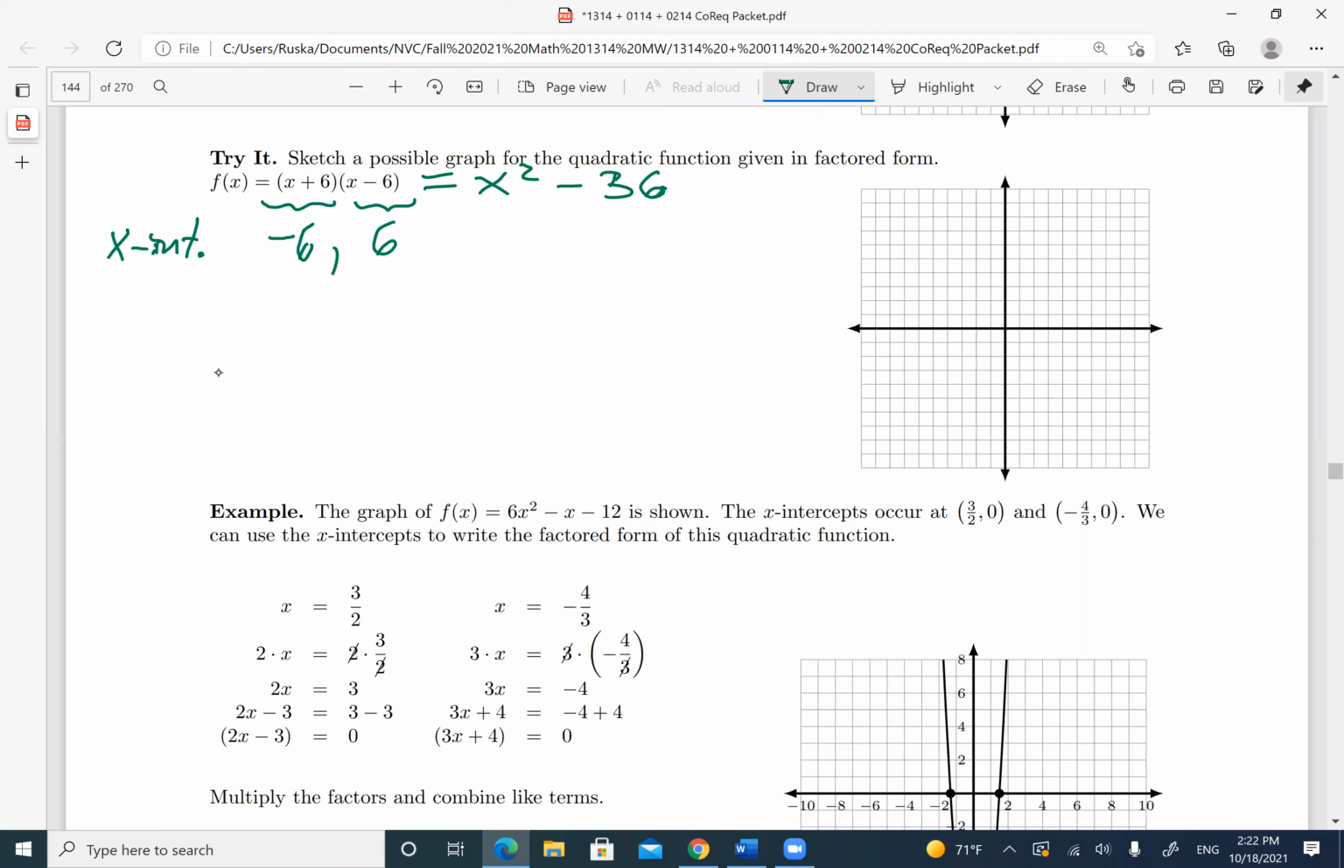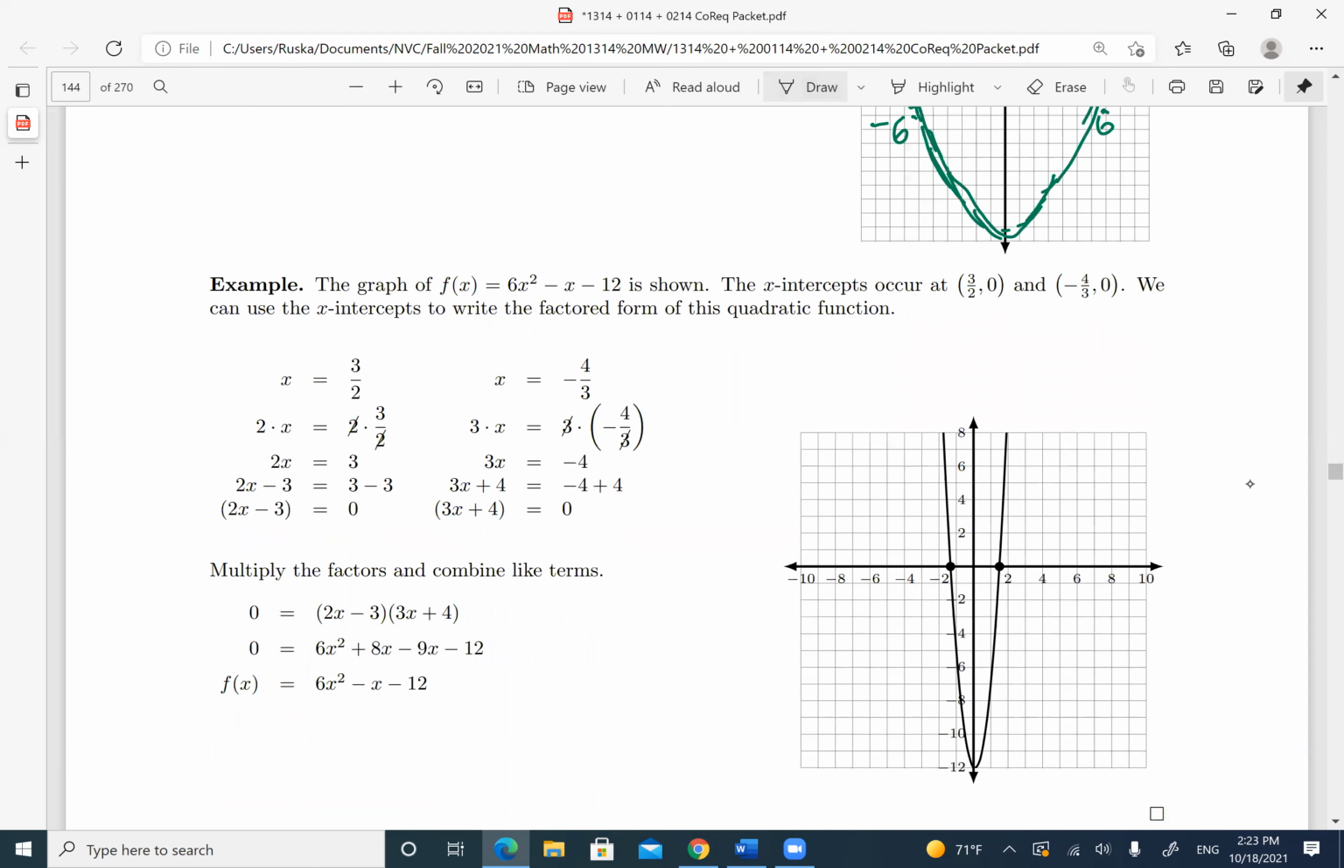-6 and +6, right? So that's what you're gonna, yes, that's right. Good job. So I'm gonna put 6 and -6. And it's gonna be open up. It's gonna be symmetrical, something like this. So that's the graph. Okay, everybody understand that? Okay, let's look at this example where they show us a common mistake, I guess, yes.